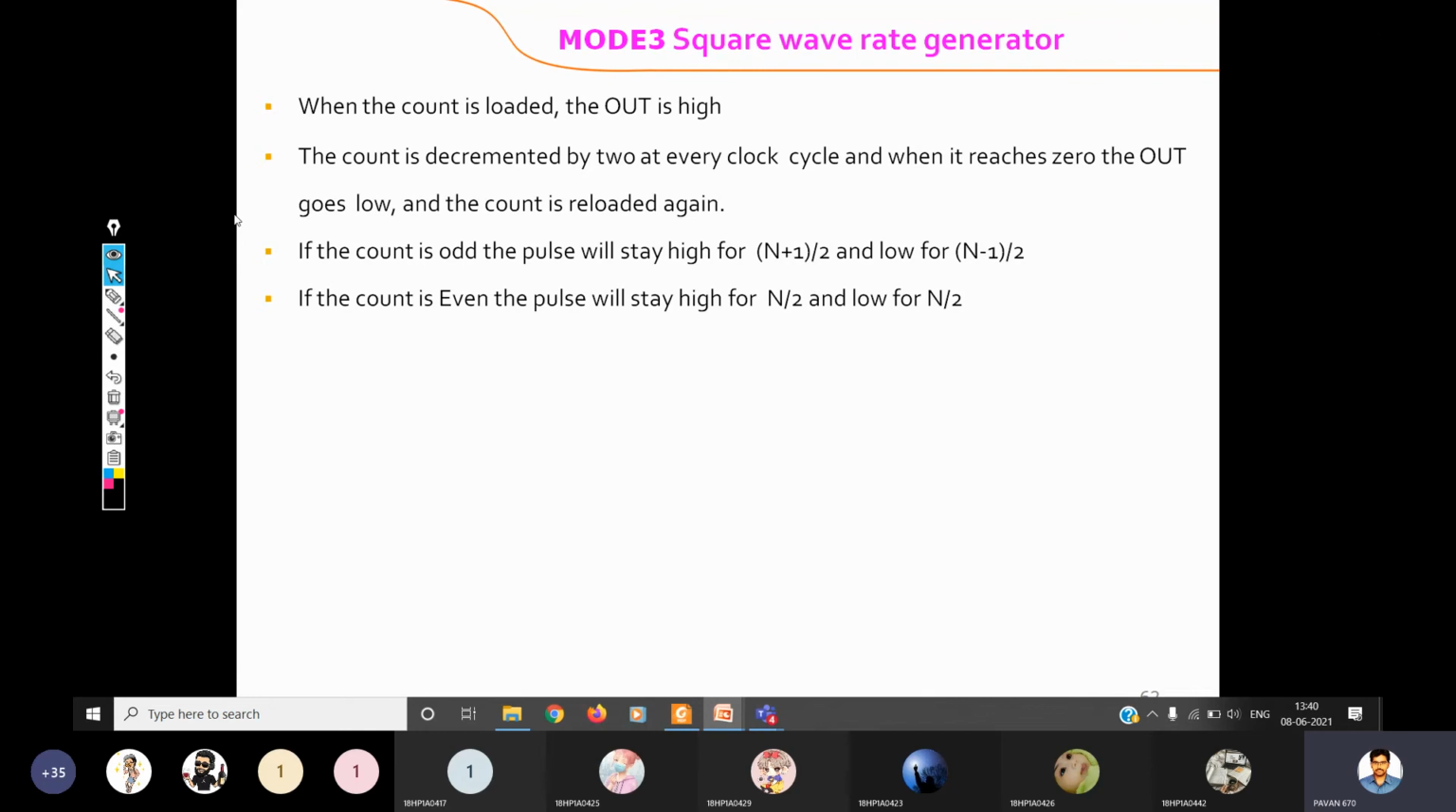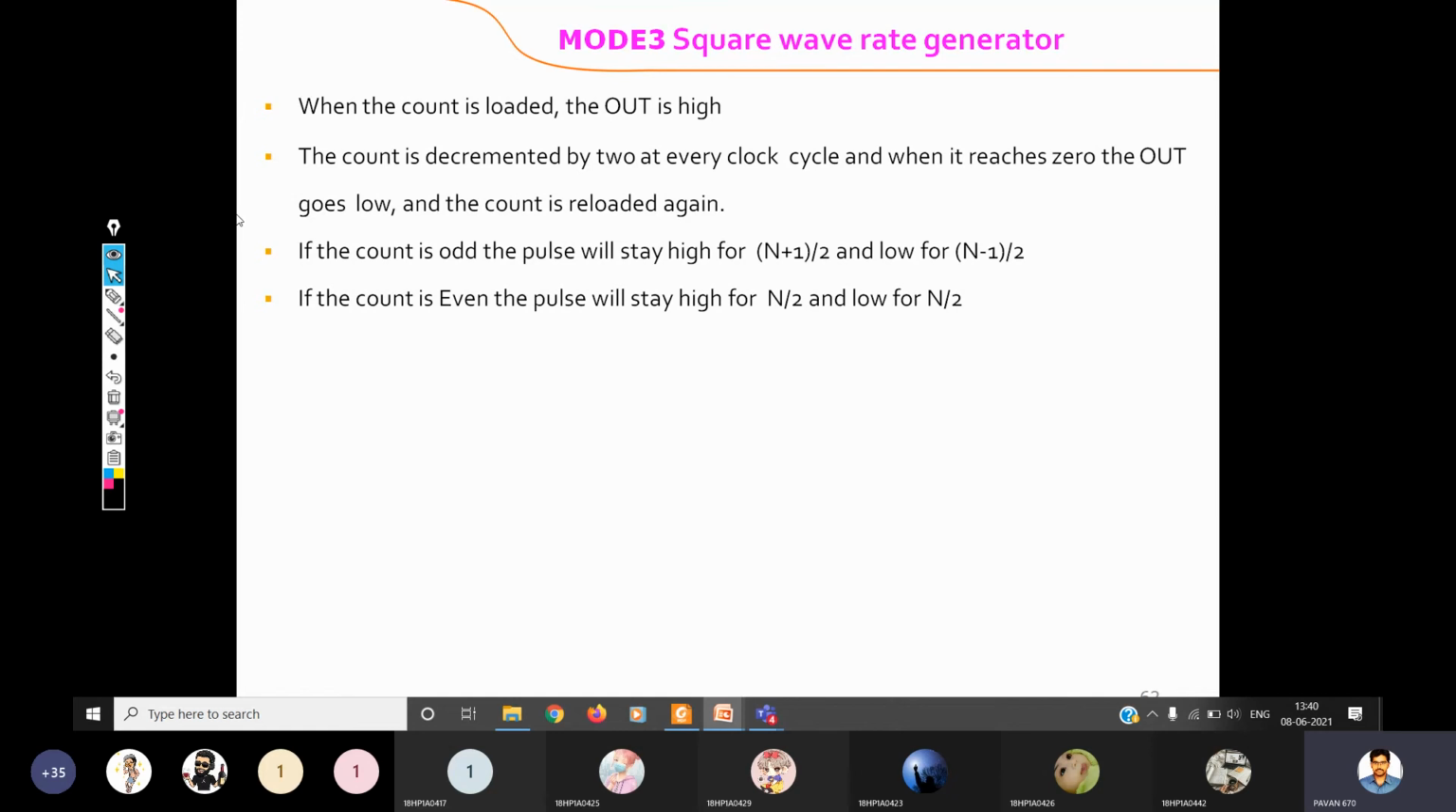So in the previous cases, the out signal is initially low. After some condition, it goes high. Again, it becomes low after some time, or initially it is high, and before the completion of the terminal count, one clock cycle before, it goes low for one clock cycle. Like this, different types of situations happen.